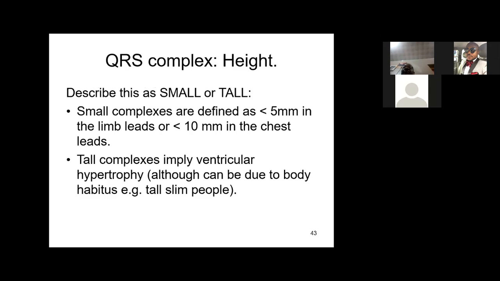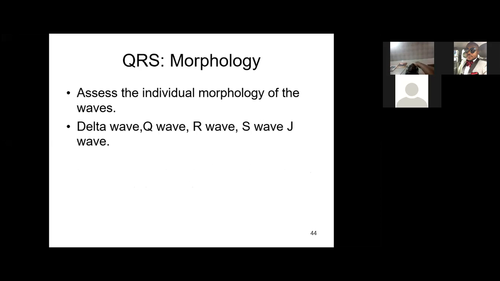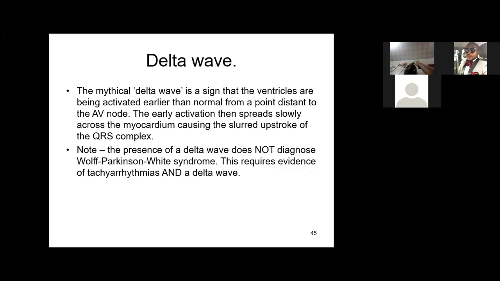QRS complexes may be small or tall. Small complexes are defined as less than 5 millimeters in the limb leads or 10 millimeters in the chest leads. Tall complexes imply ventricular hypertrophy, although this can be due to body habitus, which can be seen in tall, slim people. Now, the morphology of the waves, the QRS morphology, assess the morphology, that's the delta wave, the Q wave, R wave, S wave, and J wave.